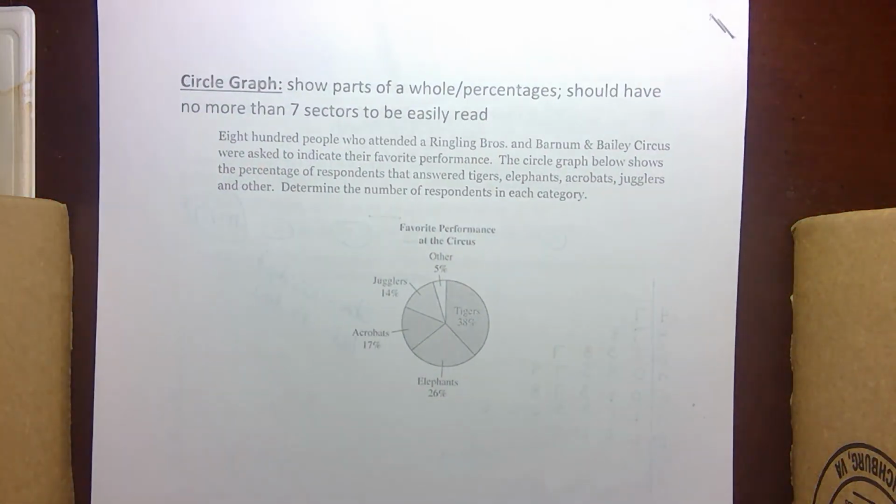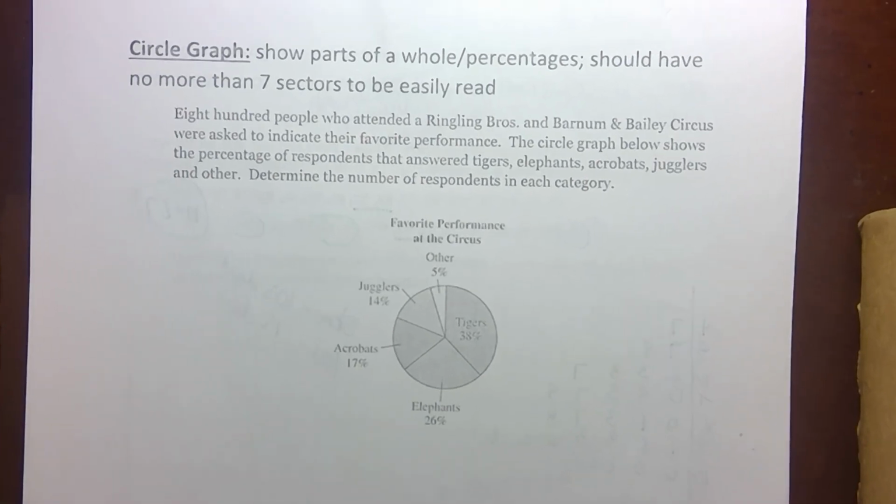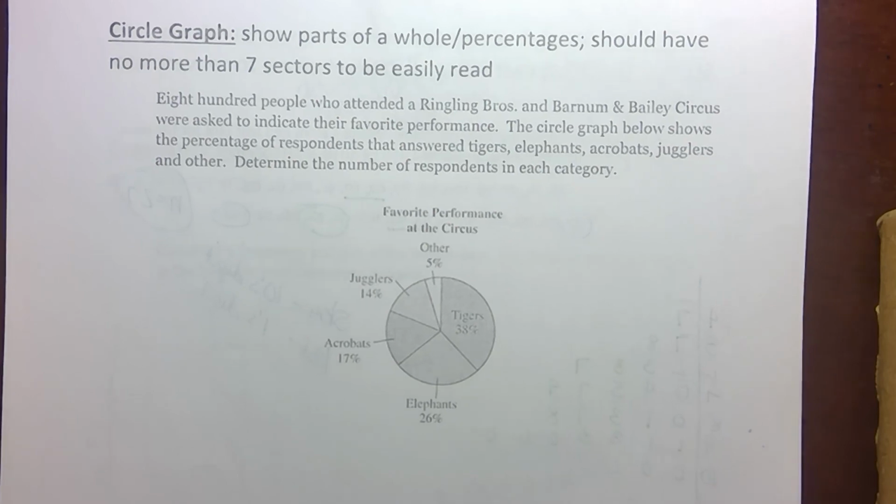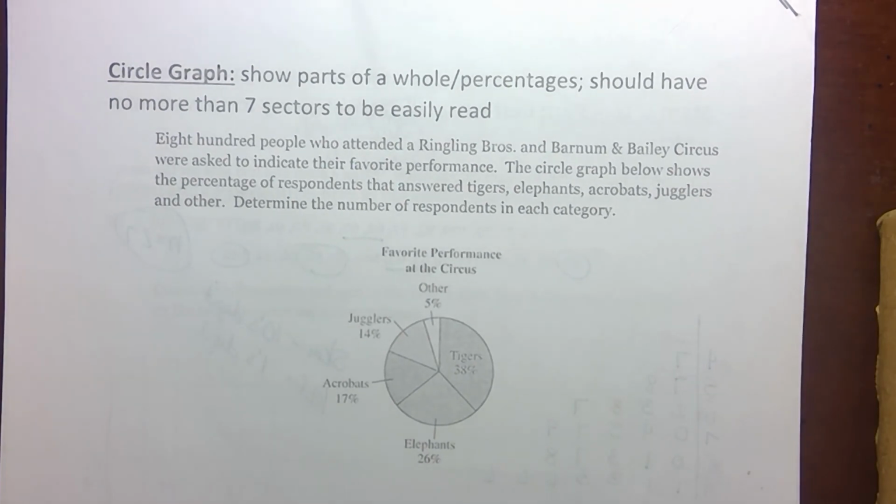Okay, let's talk about a circle graph. A circle graph doesn't show frequency. A circle graph shows parts of a whole or percentages. And you really shouldn't have more than 7 sectors if you want to be able to easily read your circle graphs. You're going to find circle graphs with a whole bunch of sectors and a lot of different pieces of the pie, different divisions in there. They're really hard to read.